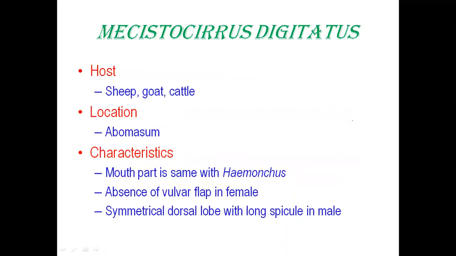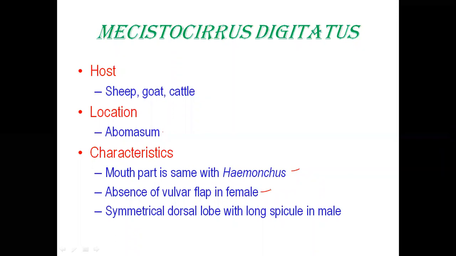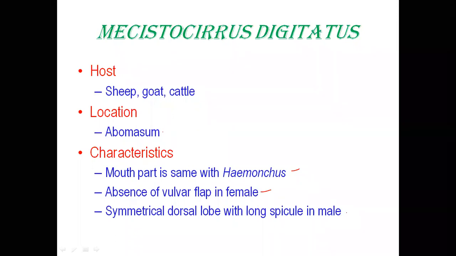Okay, for the last slide, there is one parasite known as Mecistocirrus, which is very similar to Haemonchus contortus, which is also located in the abomasum of sheep and goat, and the mouth part is similar to Haemonchus contortus, but the difference is that in case of female, there is absence of the vulvar flap, whereas in case of male, the dorsal lobe is not inclined towards the right side, it is in the center.